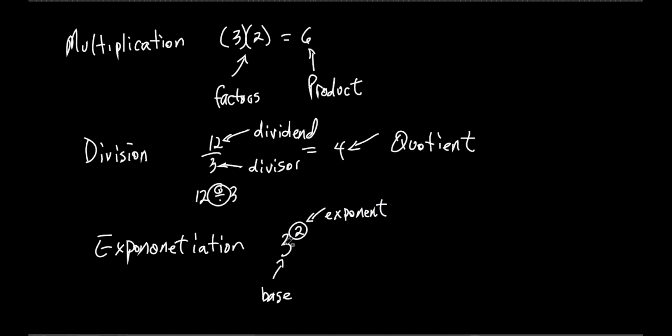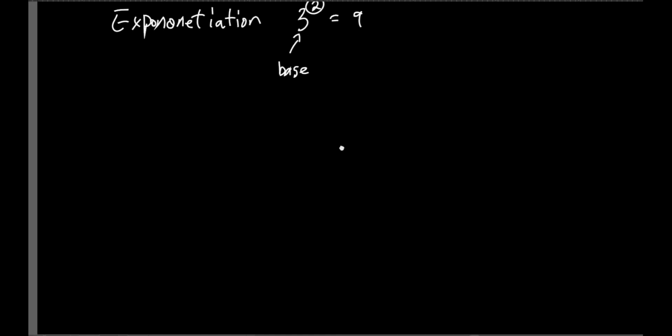So the big number on the bottom is the base, and then the little number on top is called the exponent. It equals 9, but I don't know if there's really a special word for that. It's just the answer to an exponent problem. So I'm not even going to label that. I didn't put it anywhere on there.